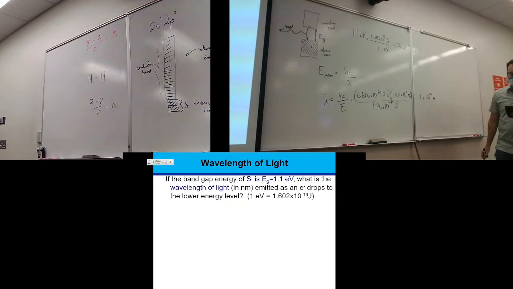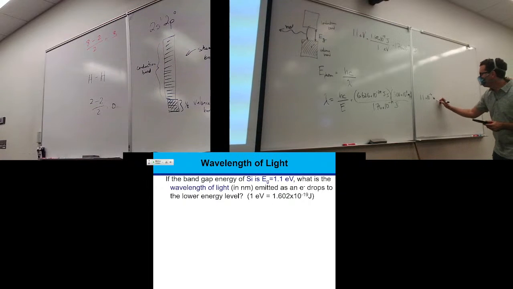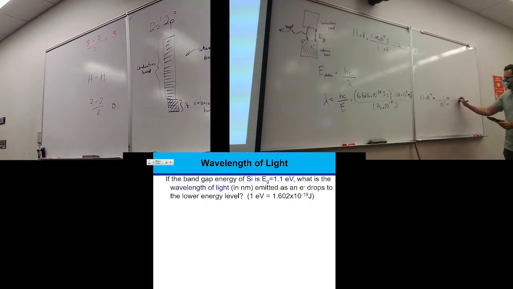So I ran into 2 sig figs. But this is in meters. Most times for the wavelength of light we like nanometers so that we can see if it's visible light or not. So let's convert this to nanometers. 1 nanometer is 10 to the minus 9 meters. So this becomes 1,100 nanometers. Is that visible?